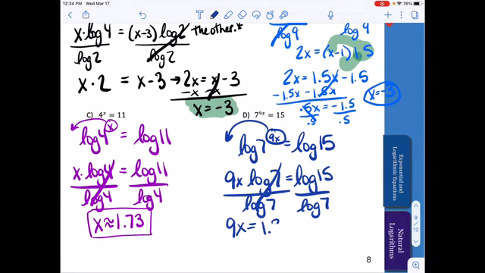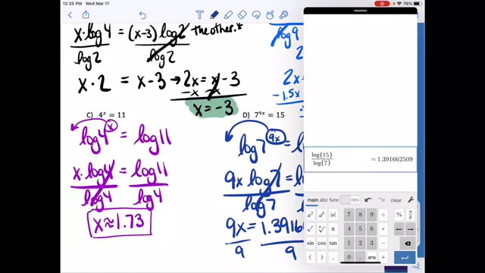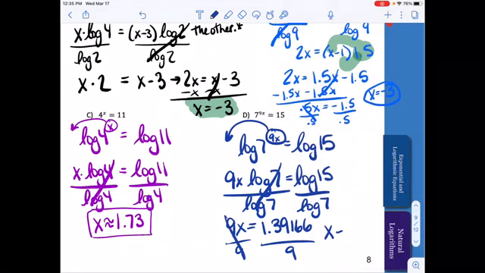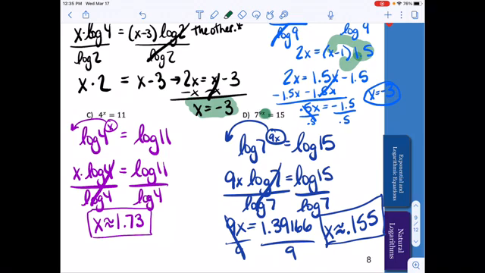I'll probably end up saving it, so that way I have less rounding error, and just hit enter and then divide my answer by 9. That'll give me less rounding error, and my solution for x is about, since I'm rounding anyway, 0.155. If I were to plug the x back in up there, into this part, it'd be 7 to the 9 times x equals 15, and if x is equal to 0.155, it would check out.